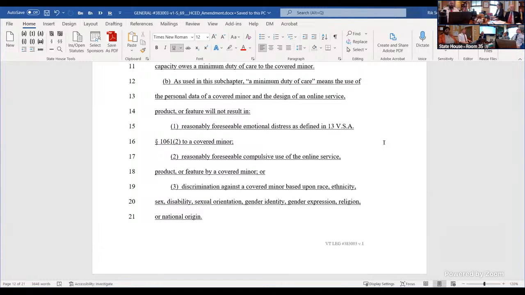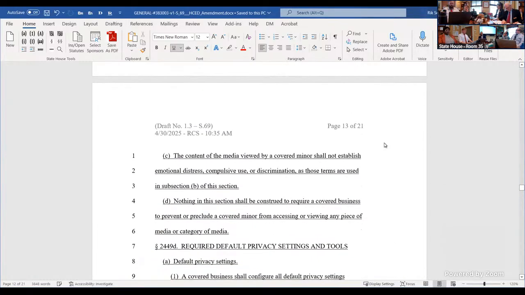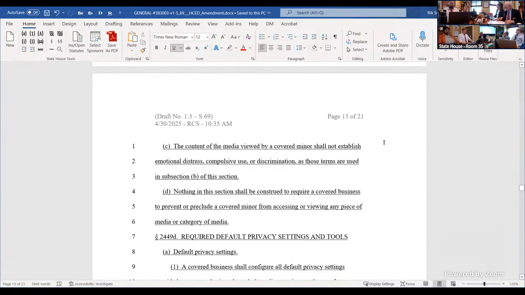3, discrimination against a covered minor based upon race, ethnicity, sex, disability, sexual orientation, gender identity, gender expression, religion, or national origin. C is meant to ensure that minors also have the right to free speech. A lot of people don't really think about that. Can I give an example of a case from years ago?